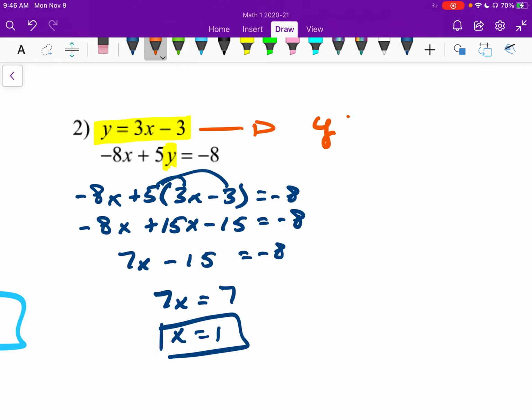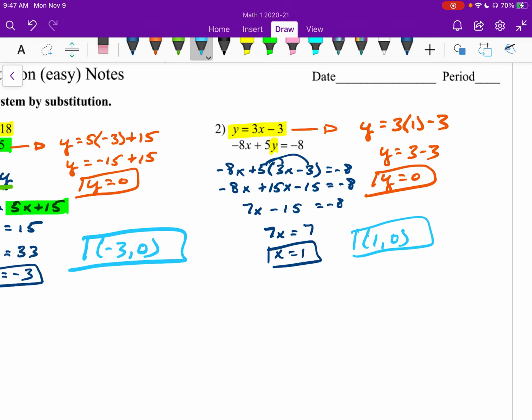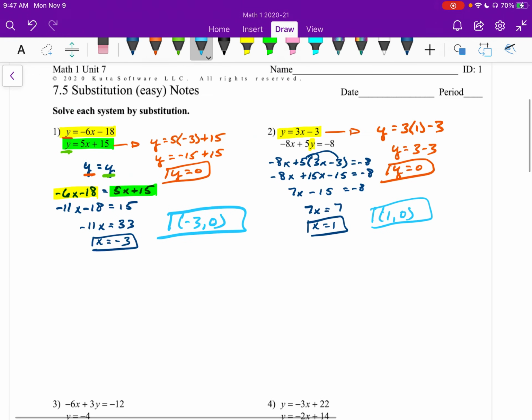So I have, well, y equals 3 times 1 minus 3. Y equals 3 minus 3, and y is 0. So I have the point 1, 0. Now I know both of these had y equals 0. They will not all have y equals 0, okay?